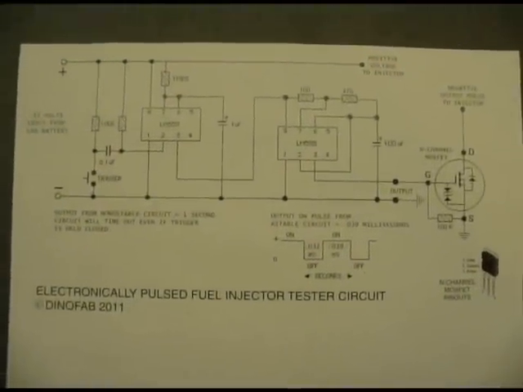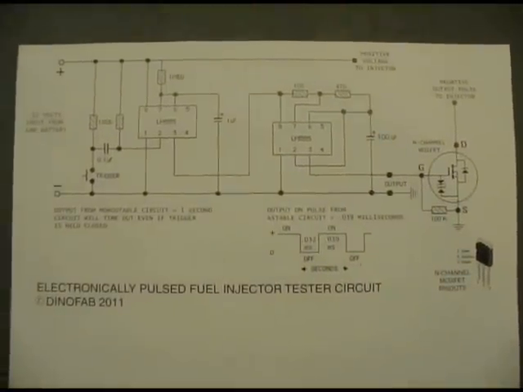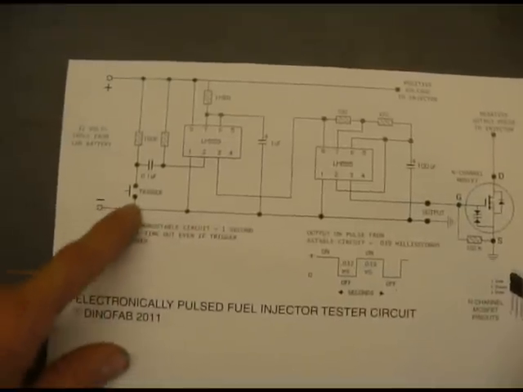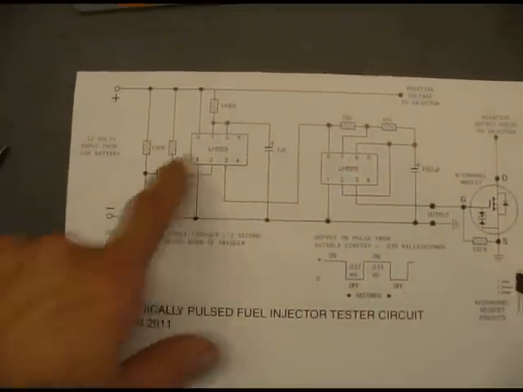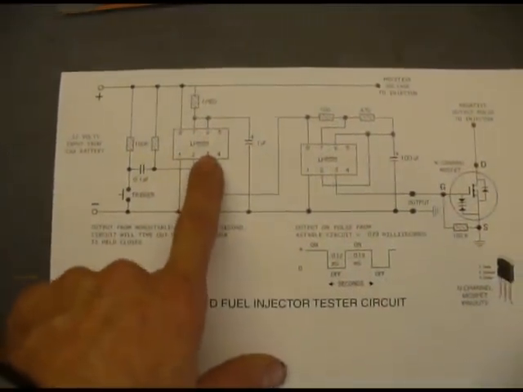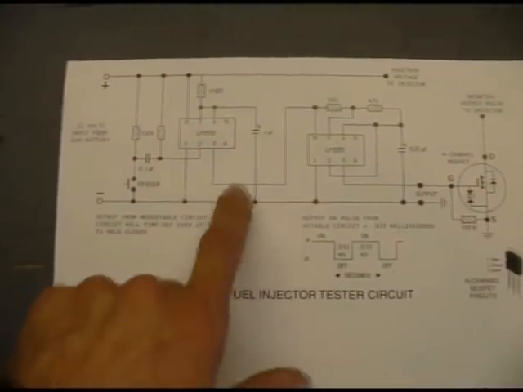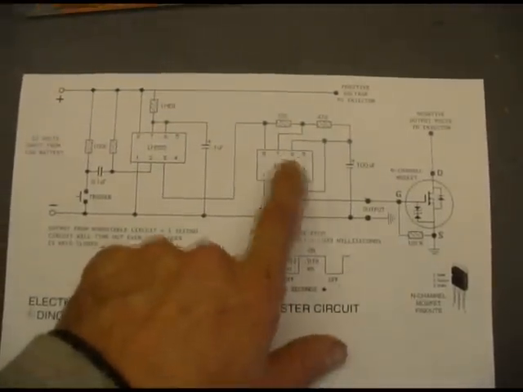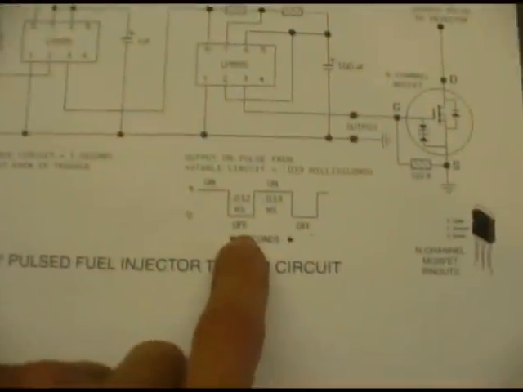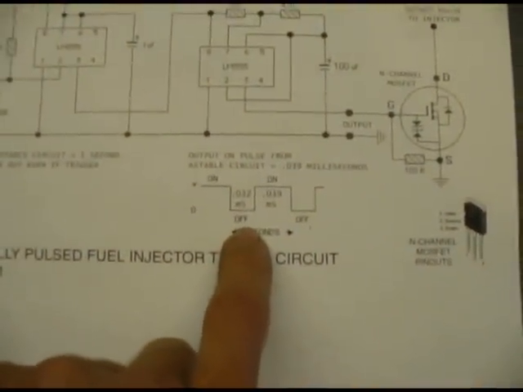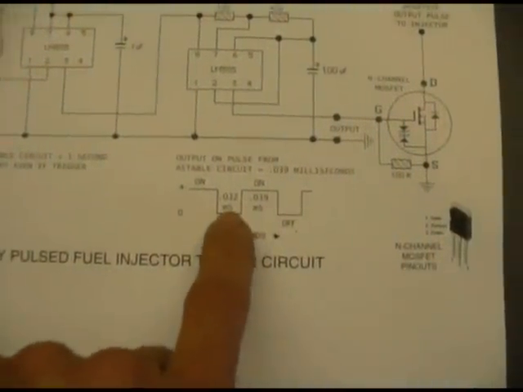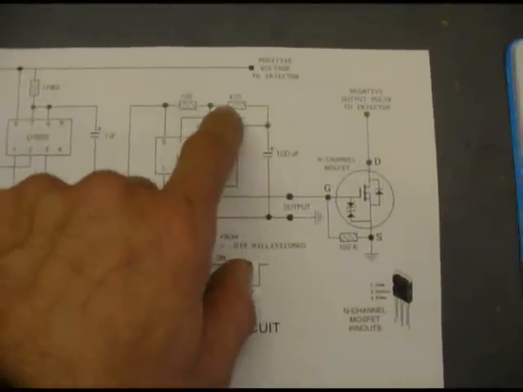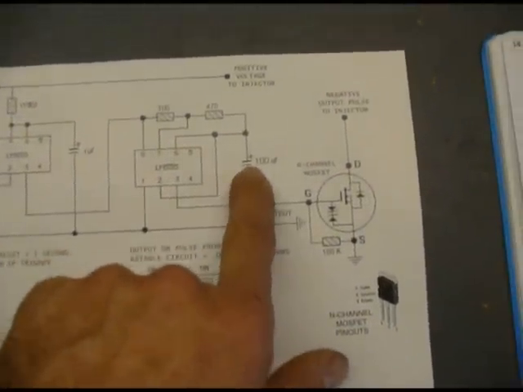The circuit I'm making today looks like this. There's a version of this available on my website also. But basically here we have the monostable circuit. That's going to get triggered by this little push button. And what this one will do is output a pulse, 1 second long. This output pulse then gets fed into the astable circuit. The astable circuit will output a pulse that is 39 microseconds on and 32 microseconds off. These numbers are determined by these two resistors and this capacitor.